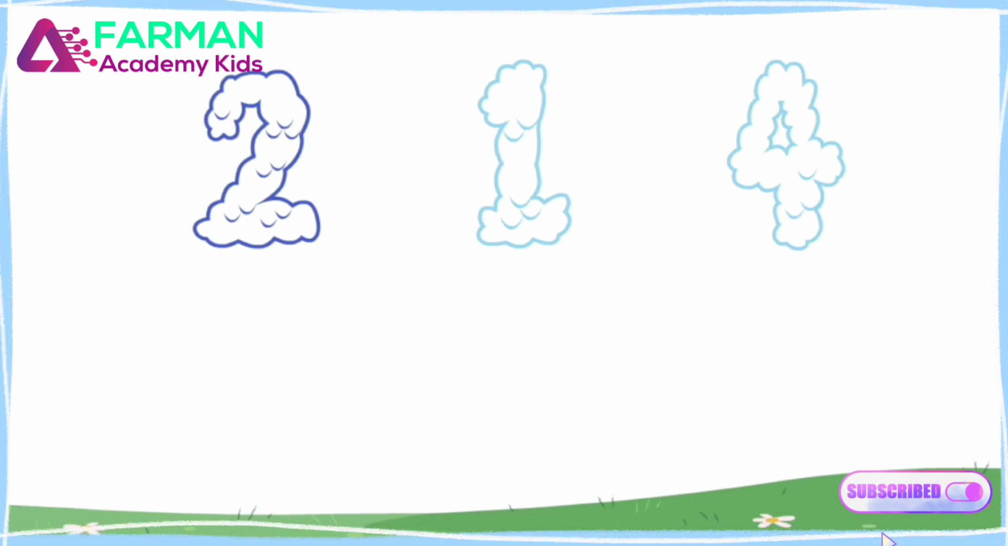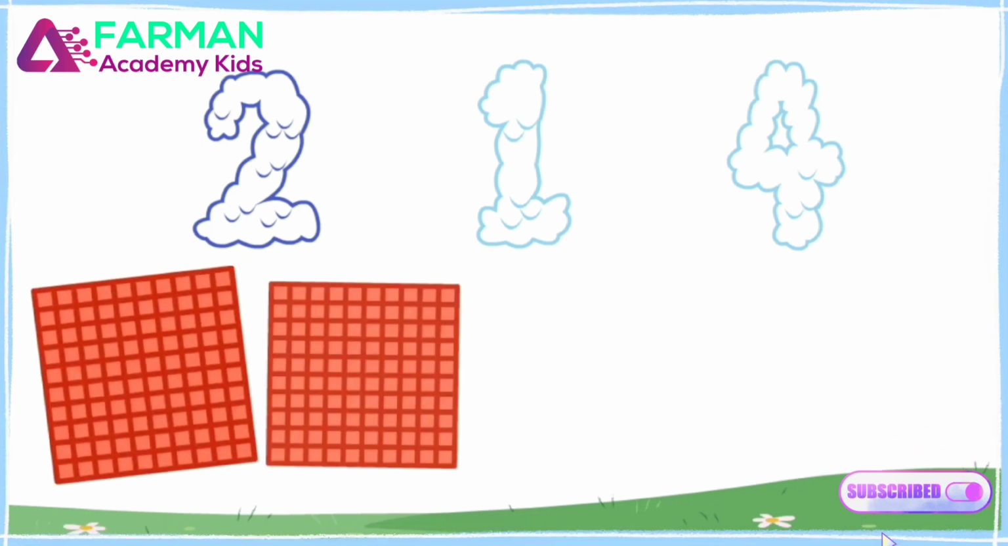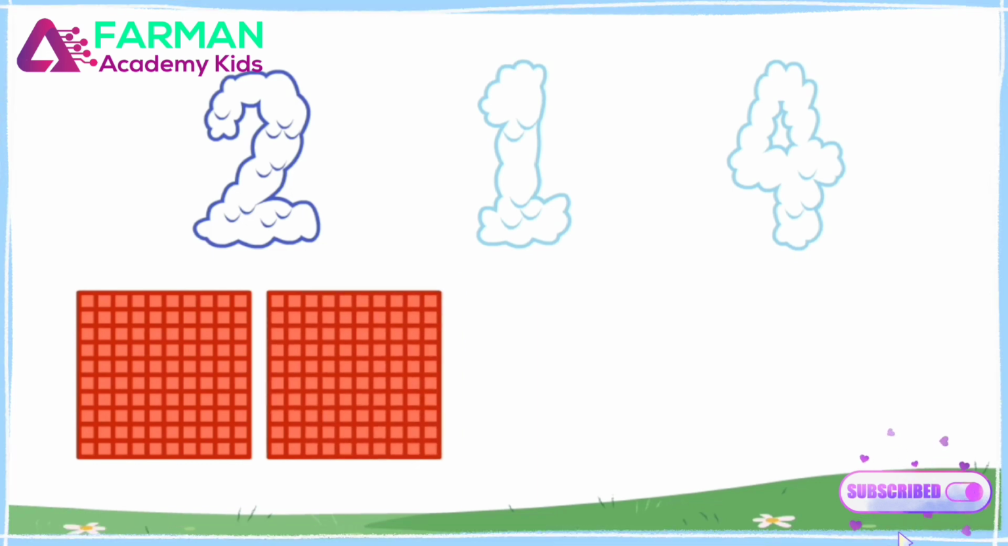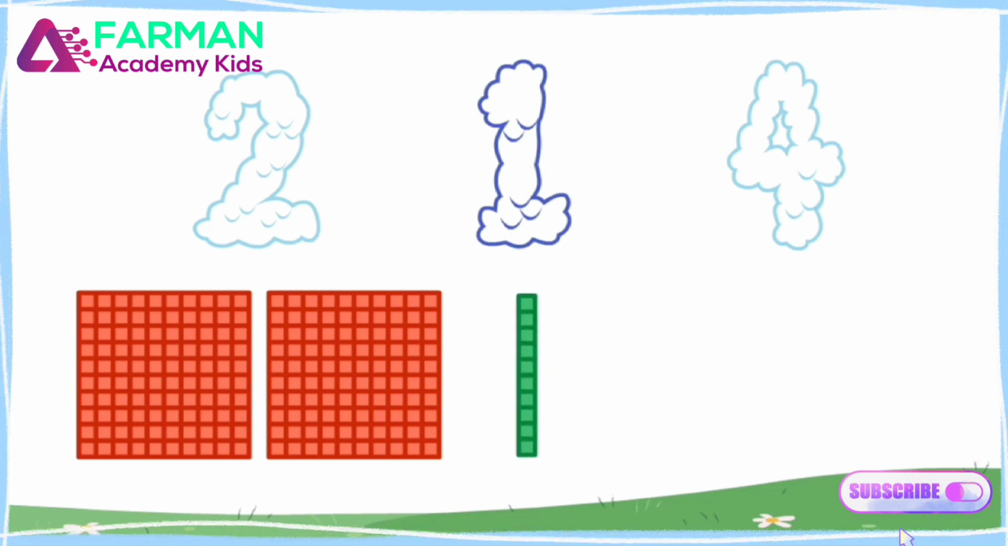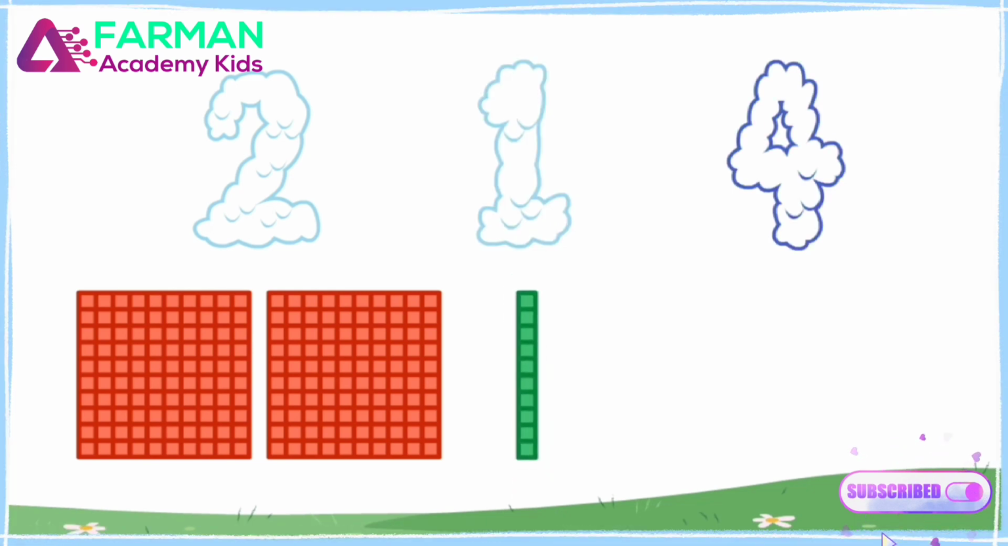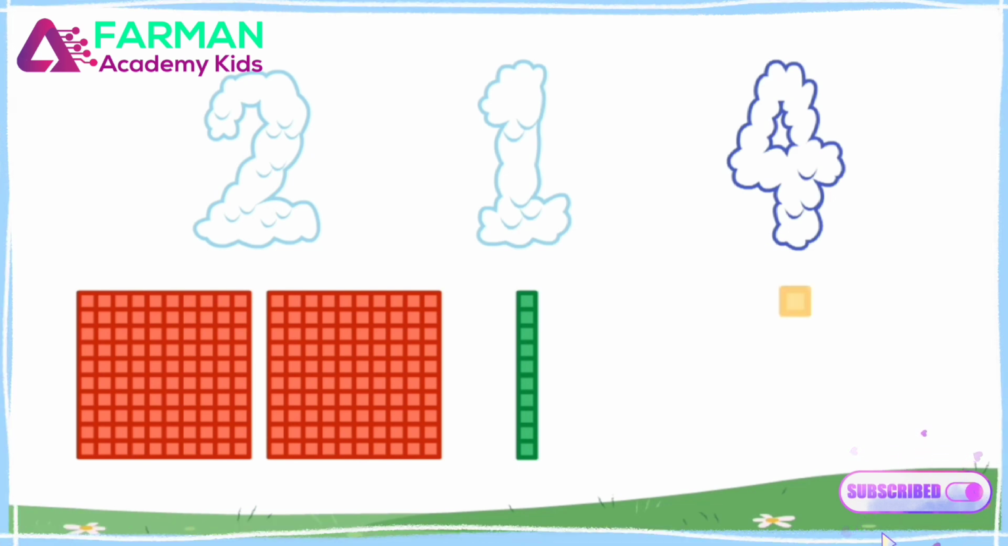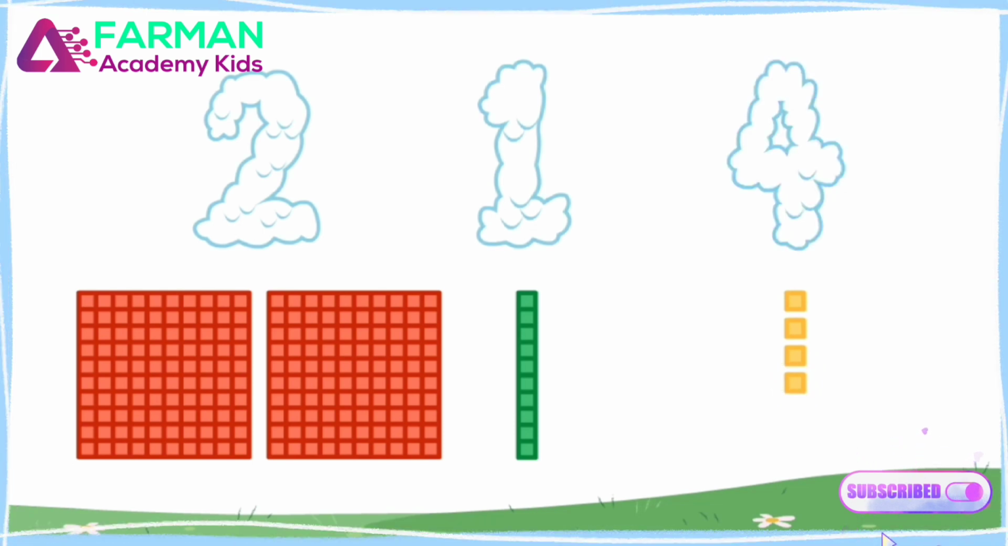This number is in the hundreds place. It tells us that there are 2 groups of 100. This number is in the tens place. It tells us that there is 1 group of 10. And this number is in the ones place. It tells us that there are 4 ones. Wowee! They're beautiful.